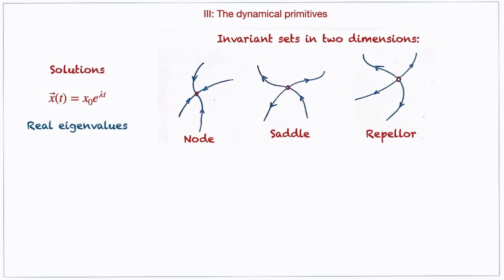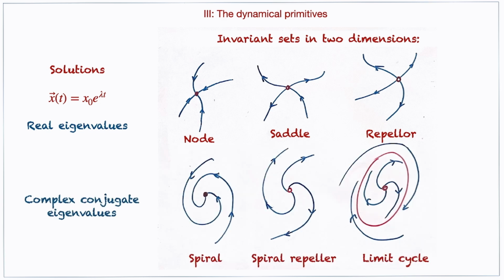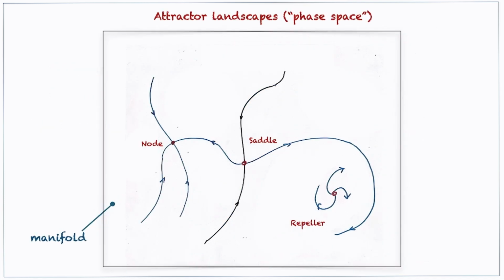Okay, so now we've got a little vocabulary of fixed points. We've got nodes, saddles and repellers, spiral repellers and limit cycle. These are some of the attractors in two dimensions. Now we can start to put them into a manifold and see how they connect together. So this imaginary dynamical system's got a node, a saddle and a repeller.